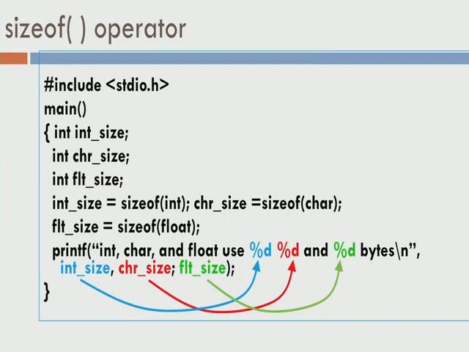So, in this program we have 3 integers called int size, chr size and float size, FLT size, and we are going to do this. Int size is size of int, chr size is size of char, and FLT size is size of float. So, as the name might indicate to you, you are looking at the size of an integer or size of a character and size of a floating point and so on.